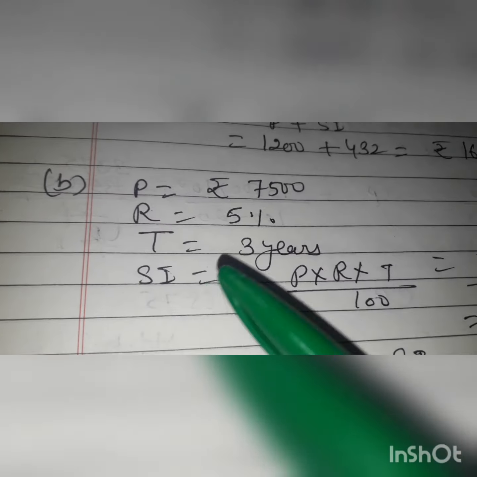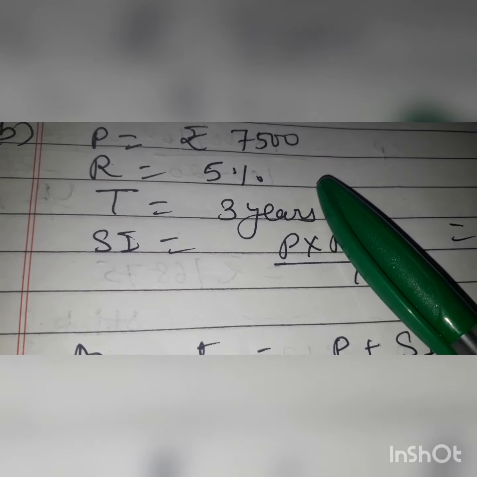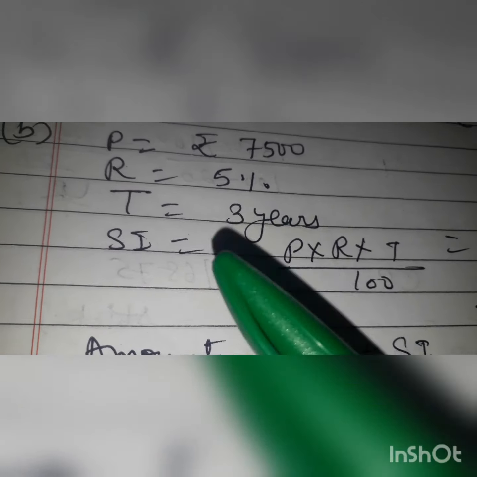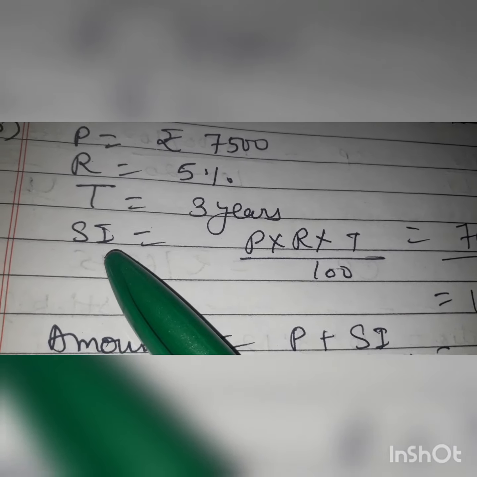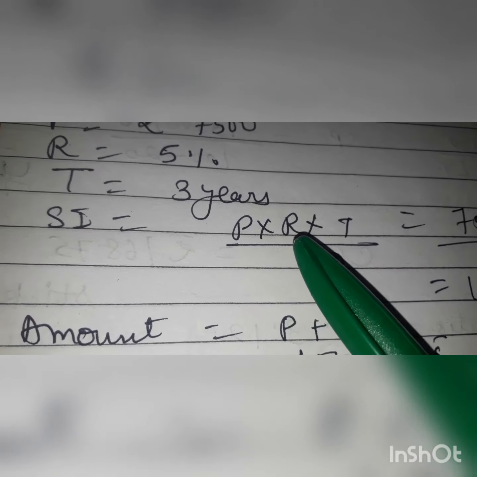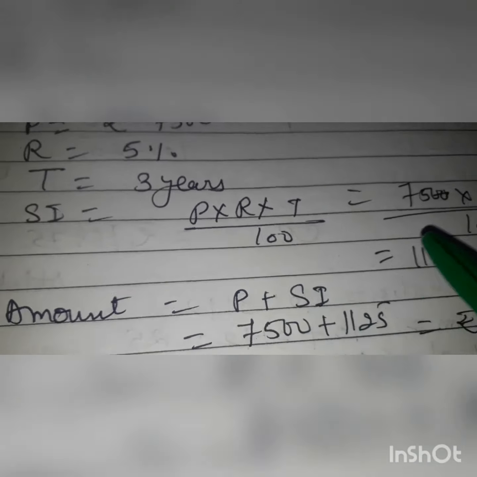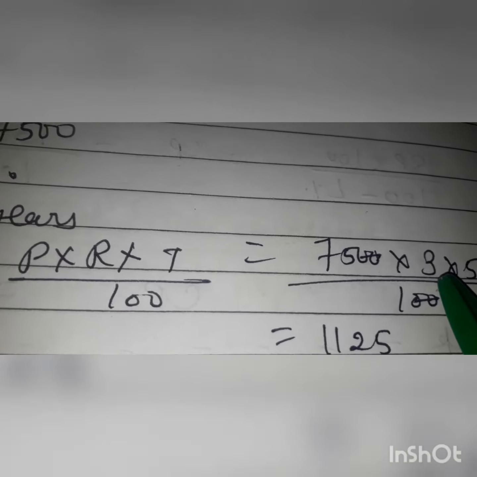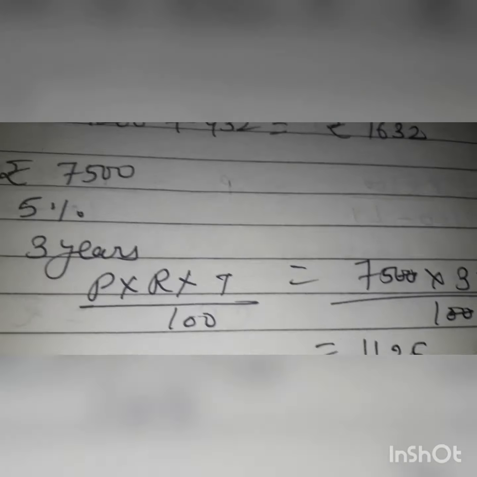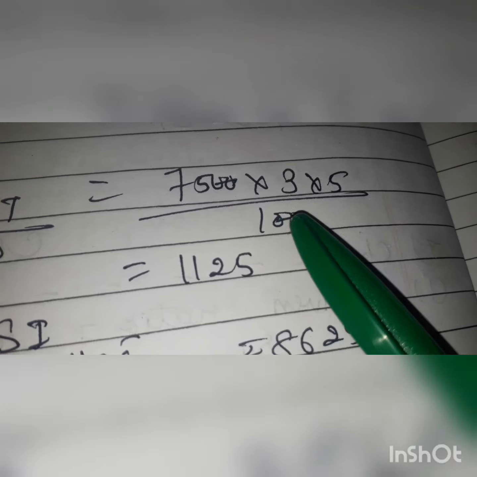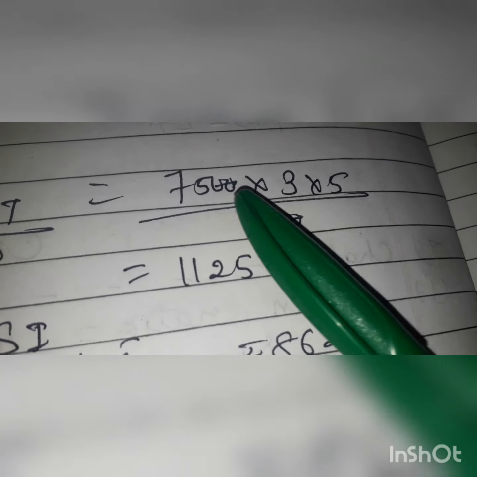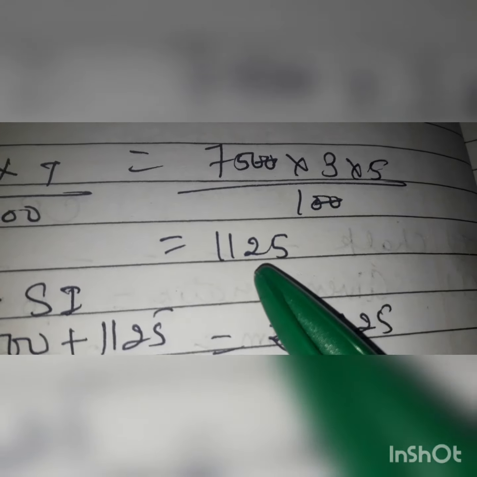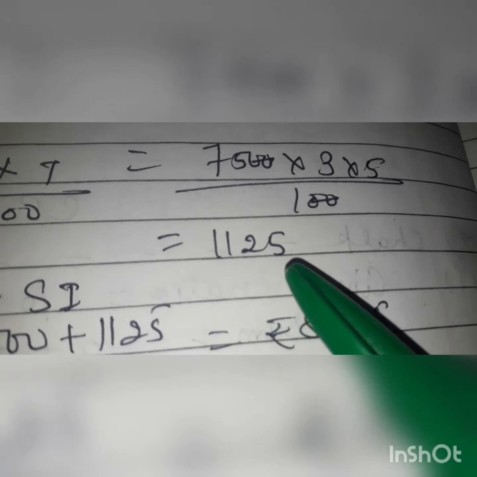Second part of this question, principal is given again, rate of interest is given and time is given. First we have to find simple interest with the formula P multiply by R multiply by T upon 100. 7500 is principal, rate of interest is 5% and time is 3 years upon 100. Then I will cut these 2 zeros with 2 zeros. After multiplying I will get rupees 1125. This is simple interest and I have to calculate the amount in this question.